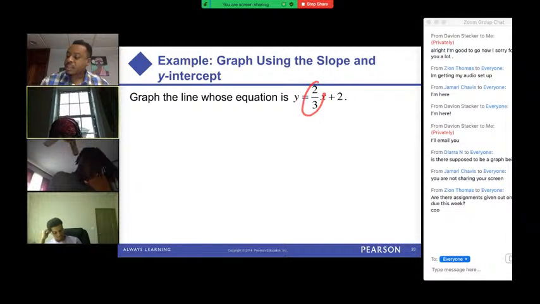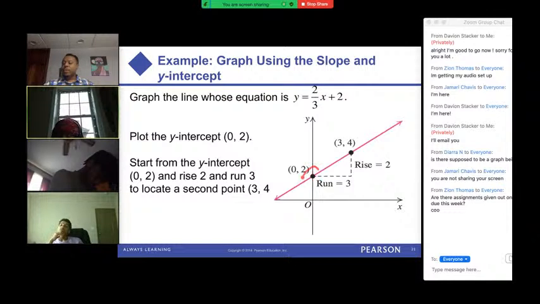And the slope tells us how to get to the second distinct point. A rise of 2 and a run of 3 means we go up 2 and right by 3, we put a second point, and then we connect those two points with a straight edge. See here, we started at the y-intercept of 2, and then we go up 2, 1, 2, and right by 3, 1, 2, 3, and we get this result. We plot the second point and connect it with the straight edge.